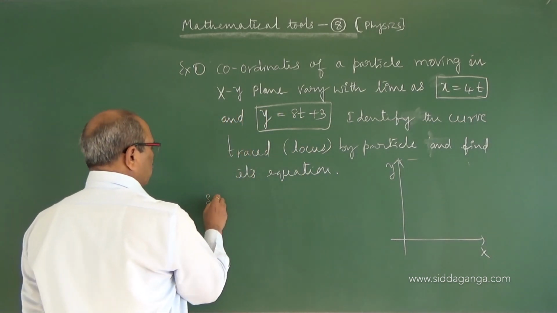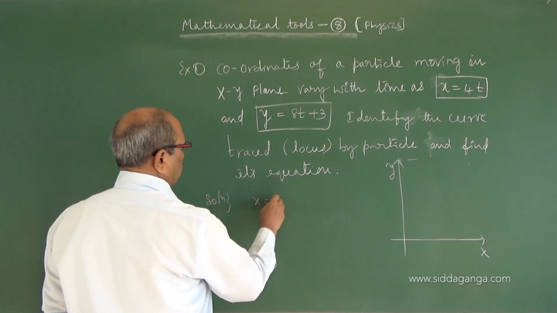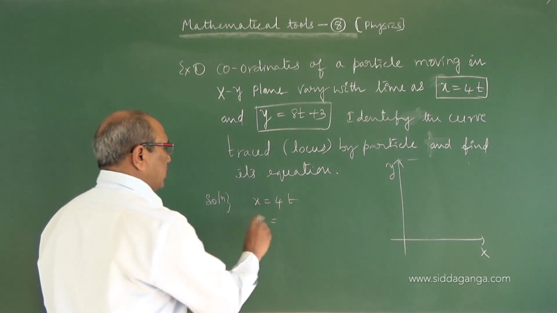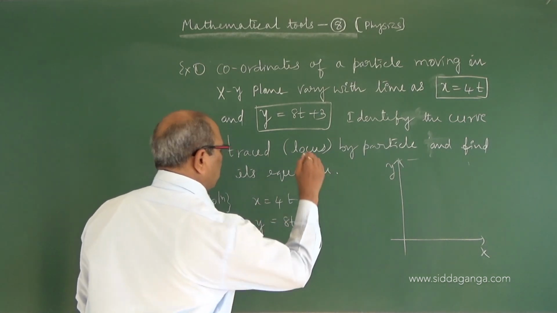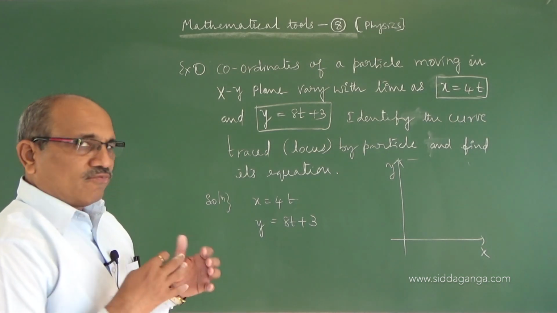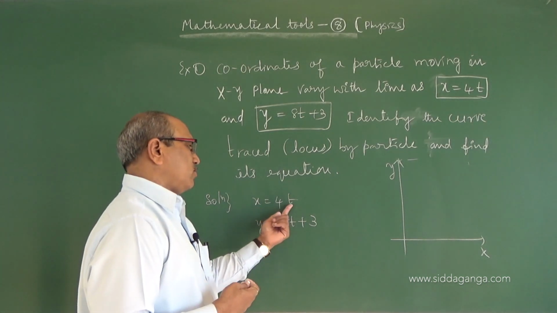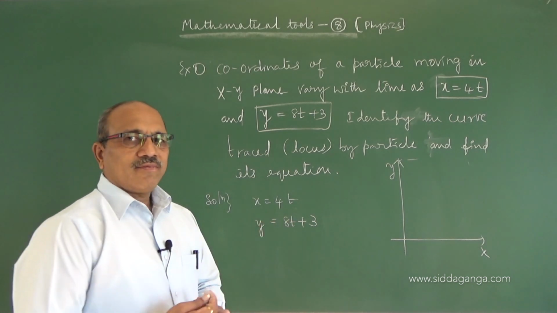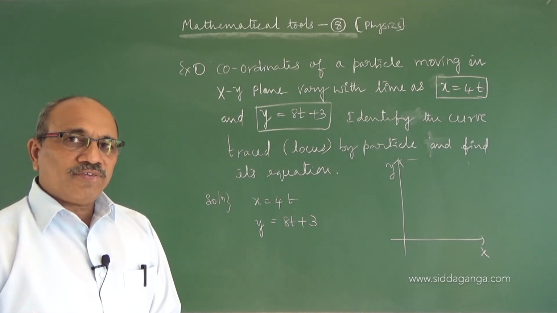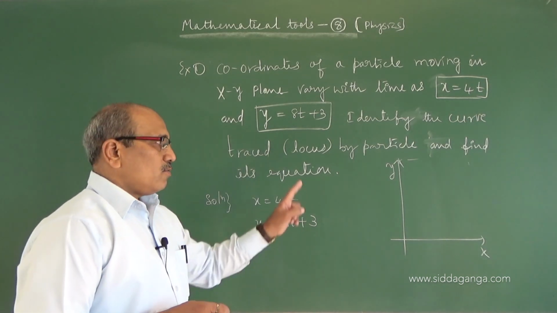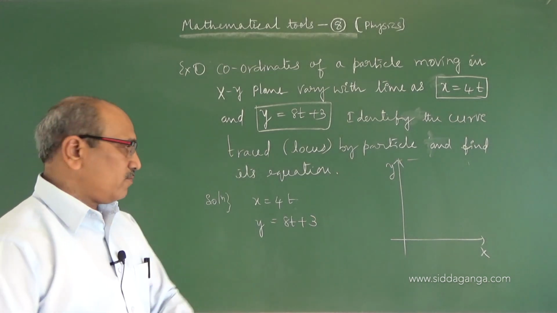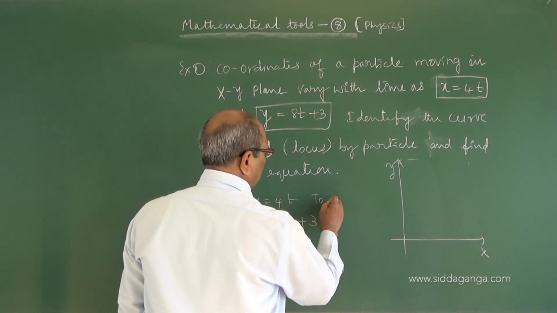Two equations are given: x is equal to 4t, so x is dependent on time, and y is also dependent on time, 8t plus 3. To get the shape of the curve, our first priority is to change t, because the graph is between x and y. Variation should be between x and y, t should not be there. We have to remove the t.